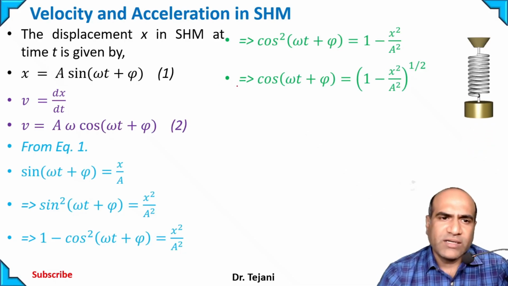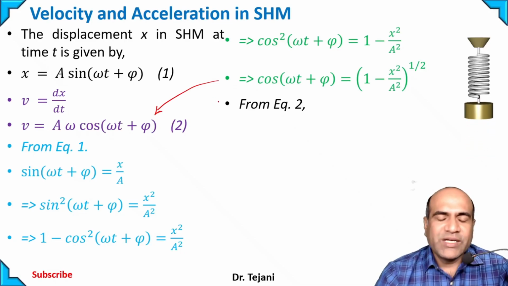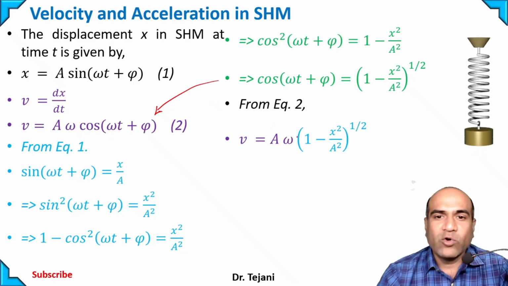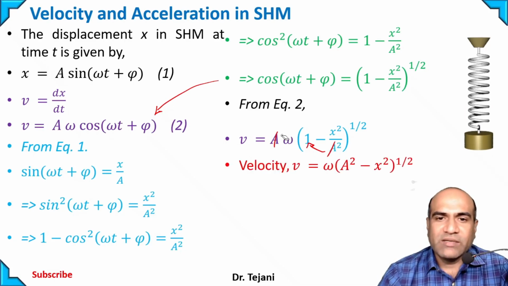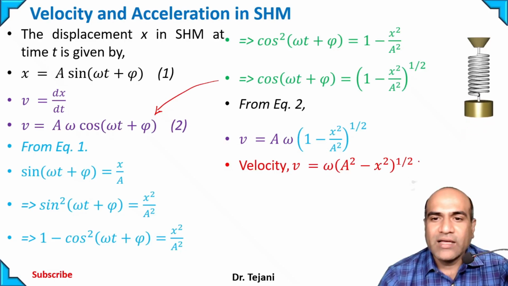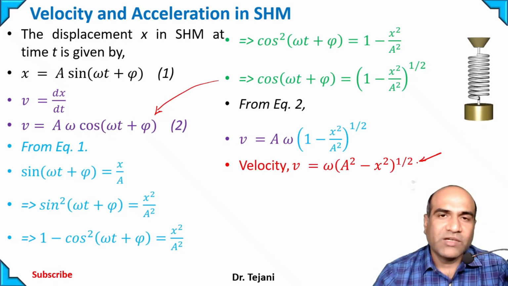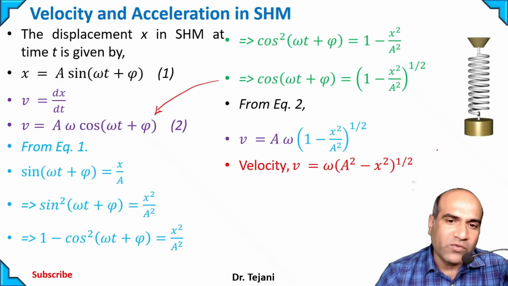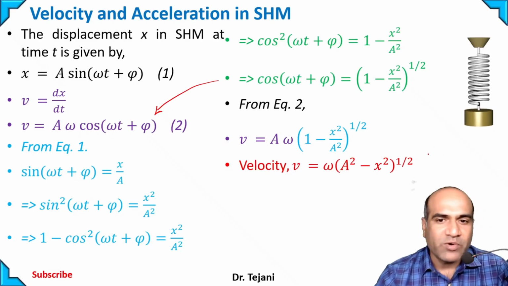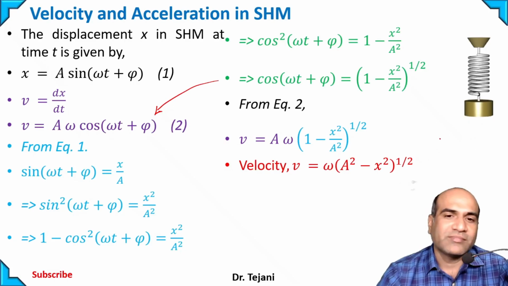Now see what next. This is very simple. Now put this value here. So it gives us a omega times square root of 1 minus x square by a square. If I take a this side, a should be cancelled. So velocity becomes omega times a square minus x square power 1 by 2. Velocity equal to omega times a square minus x square power 1 by 2. And this equation is very important. Many a time we will be using this equation. Red color one, that's why it is red. So this is velocity relation.